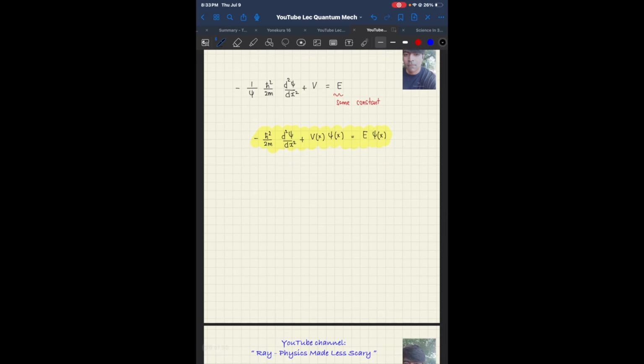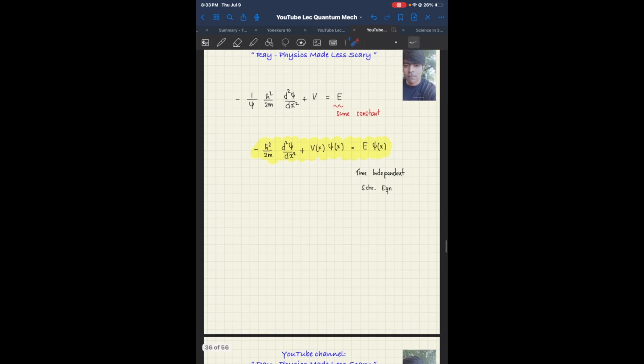Okay, great. So this is the time-independent Schrodinger equation. Why time independent? Well, because you see from this expression, everything is just a function of x, right? Everything is just a function of x. There is no time dependence anymore.